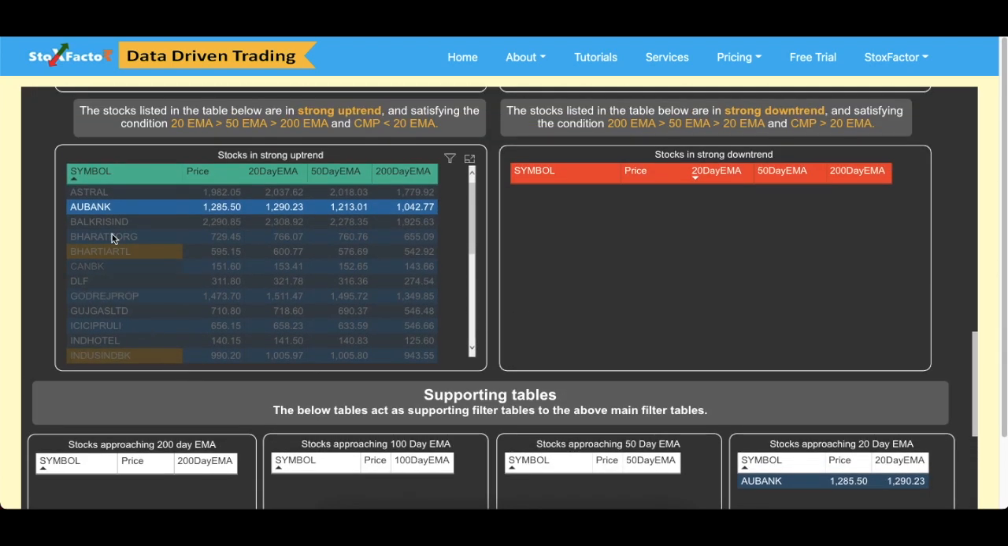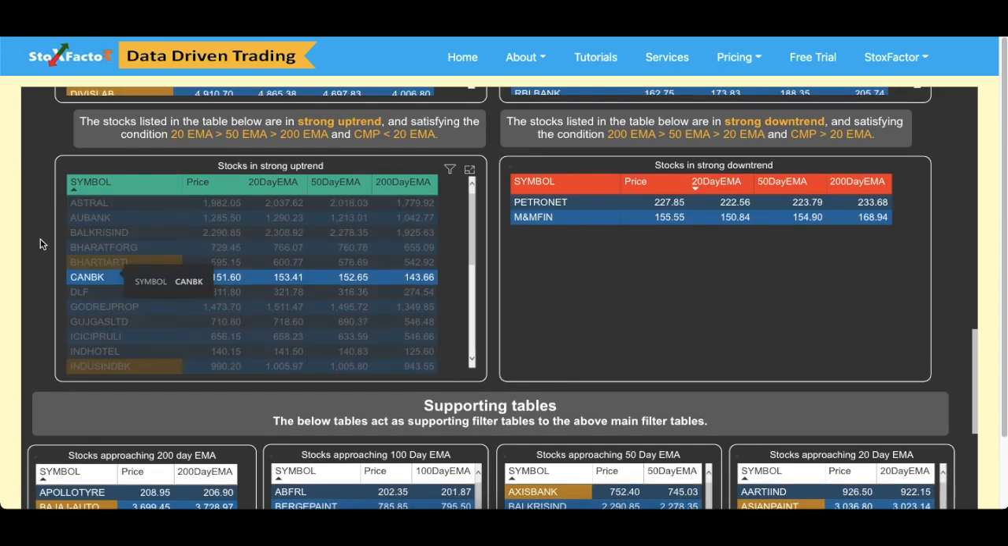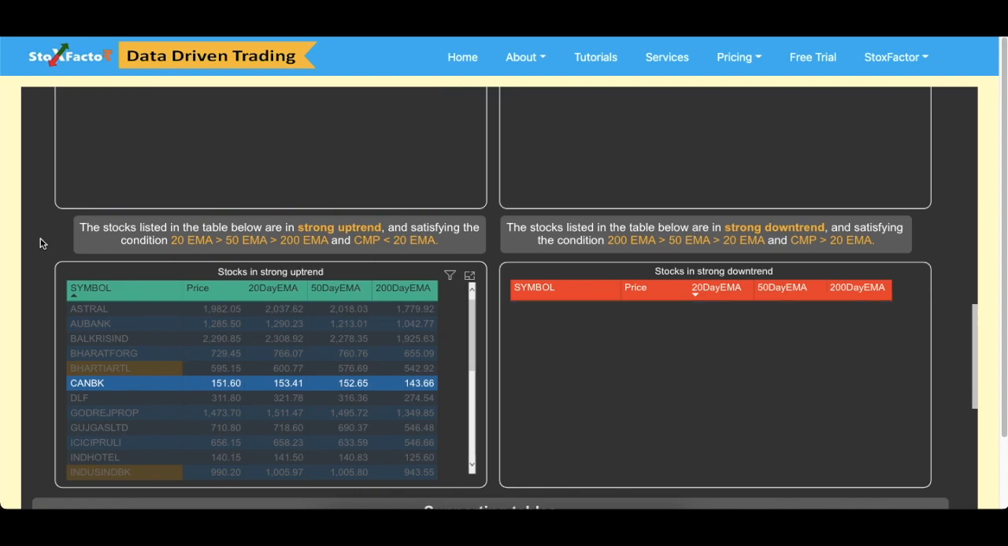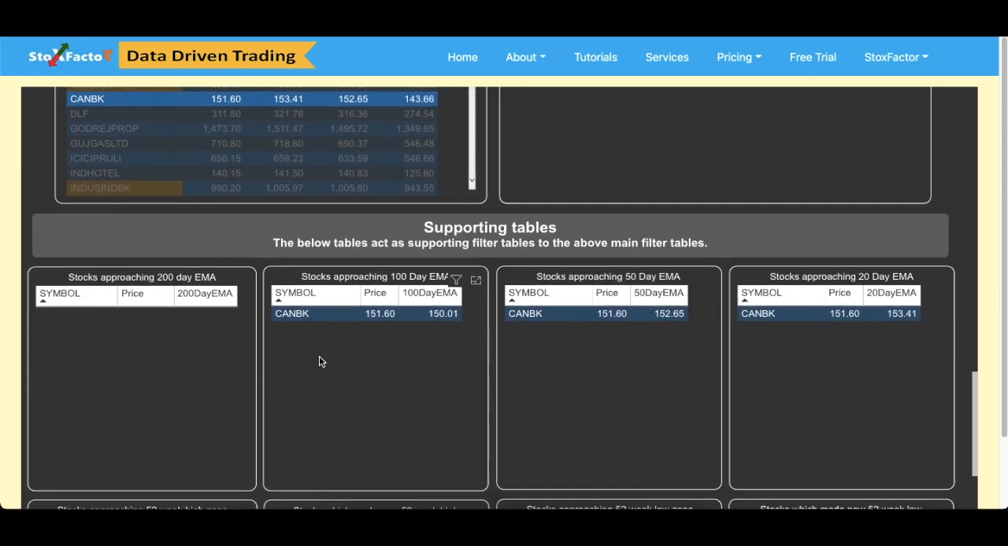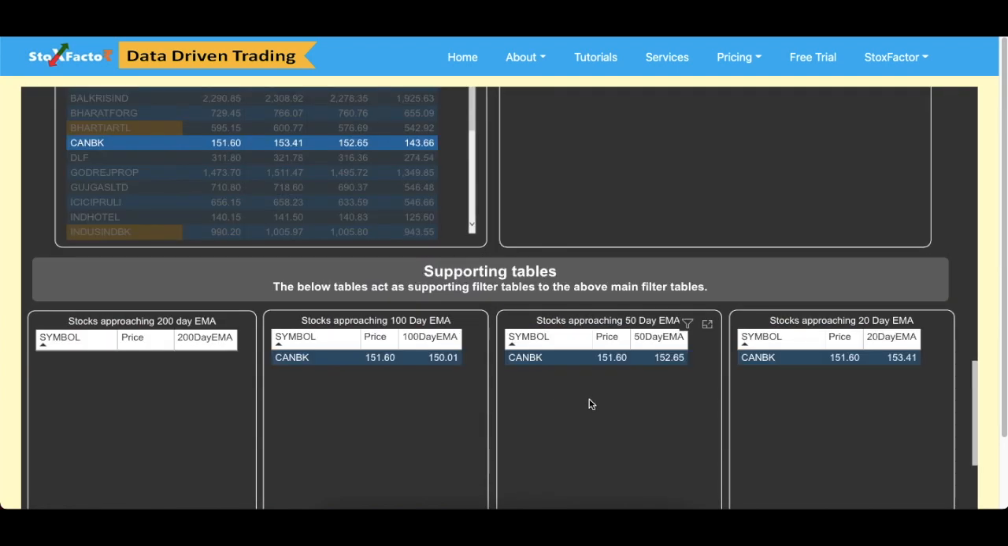Similarly, if we unselect this particular stock and select any other stock, so let's click Canara Bank, you will see in the bottom tables that this stock is very near to the 100-day EMA, 50-day EMA and 20-day EMA as well, right? So it is very near to all the crucial supports. In this way, you can filter the whole page by clicking on any stock here.